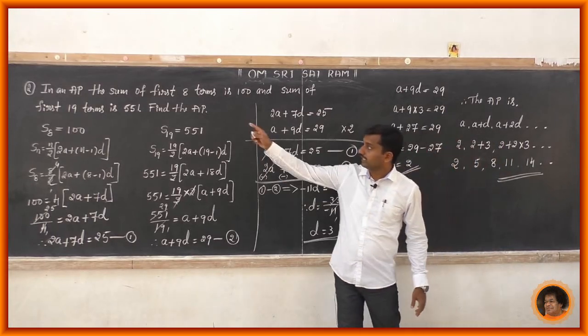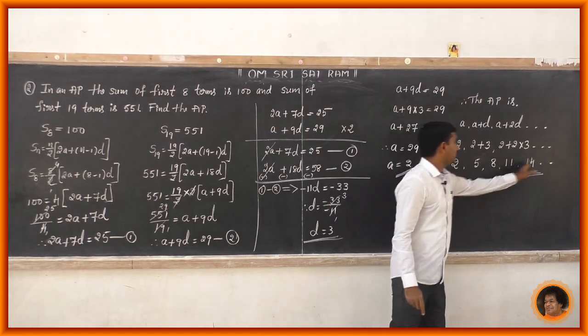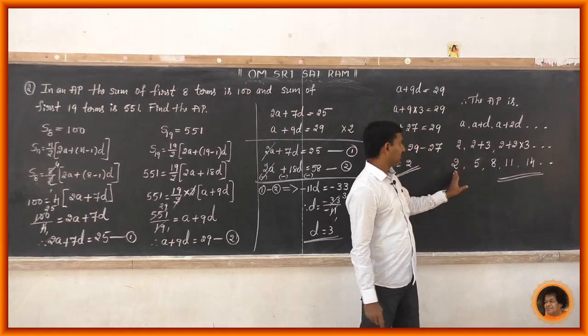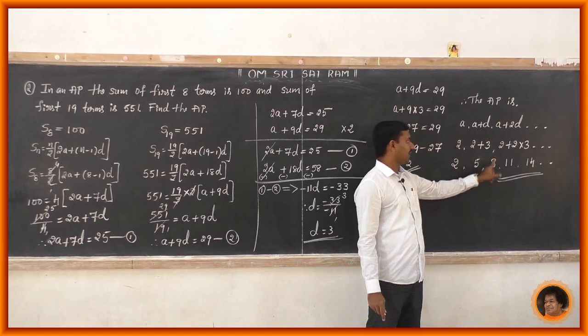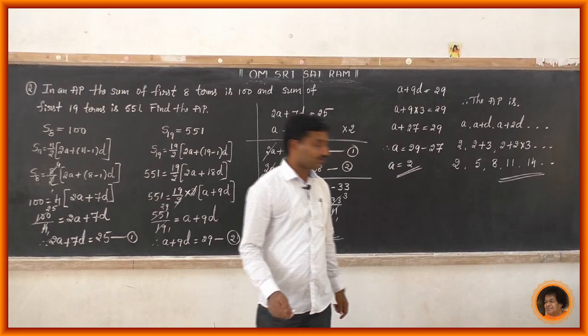So what is the question? In an AP, the sum of the first 8 terms is 100. So this is the required AP: 2, 5, 8, 11, 14, which are in AP. So I think you understood the problem.